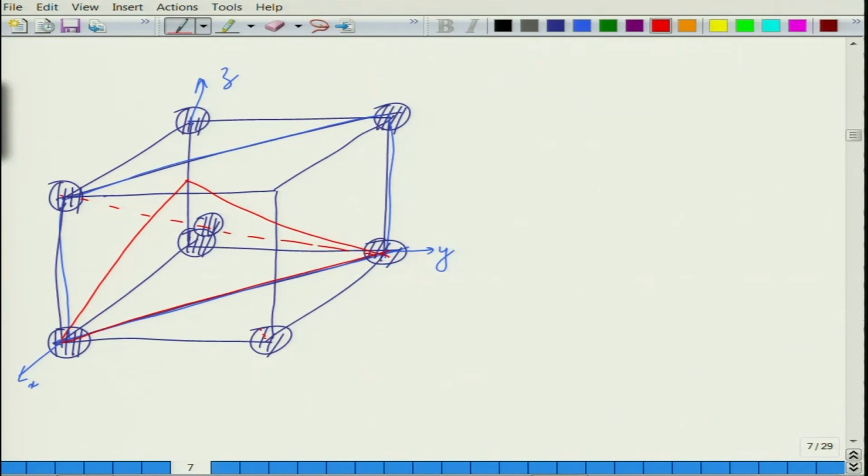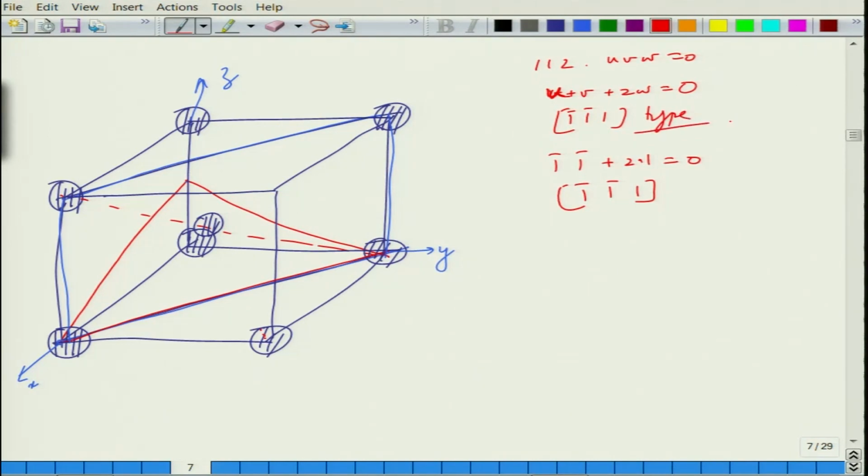Similarly, for 112 dot UVW equal to 0, that is U plus V plus 2W is equal to 0, and then you can do the maths yourself. We are saying that the direction is 111 type. Which means U and V have to be minus 1 and W has to be 1, so that it is equal to 0. So, it is going to be the bar 1, 1, 1 direction. So, you can denote bar 1, 1, 1, which will pass through this.